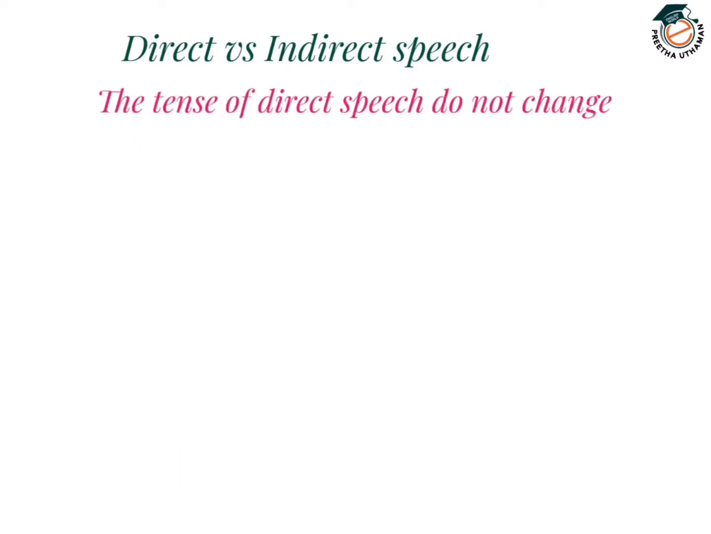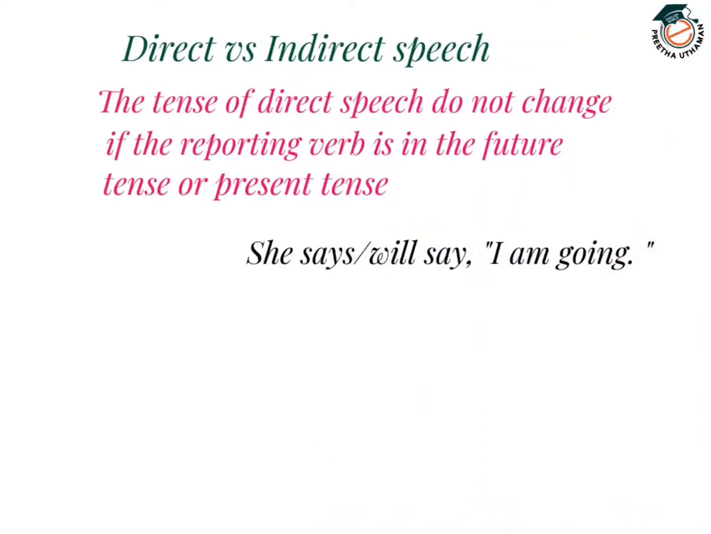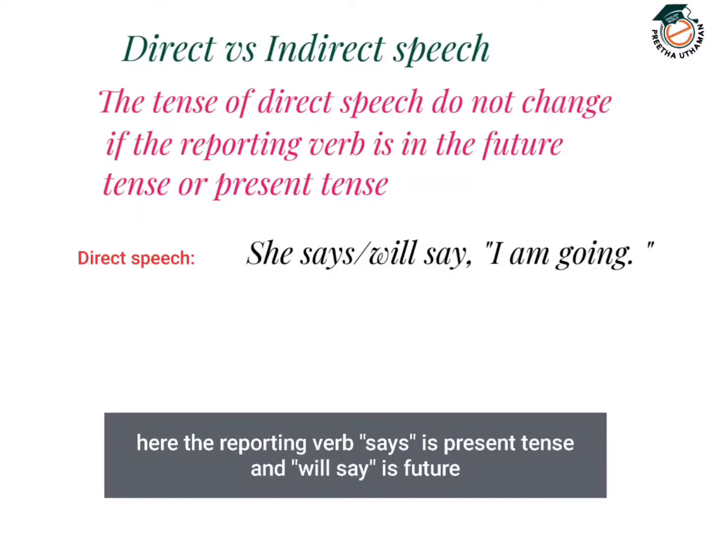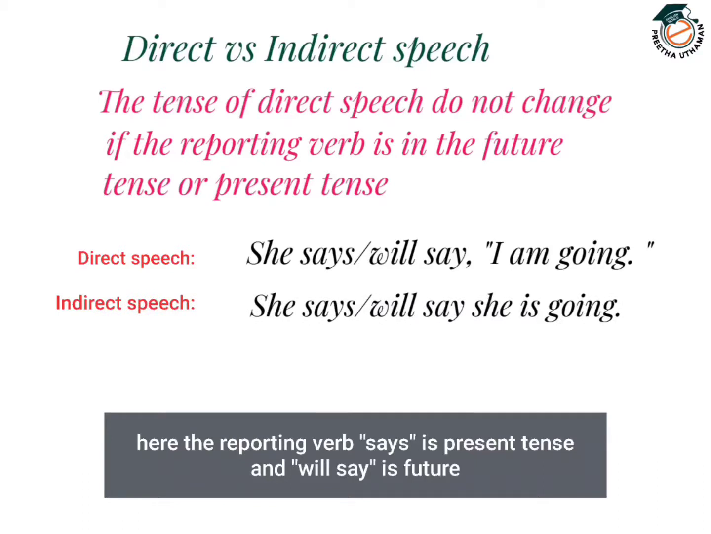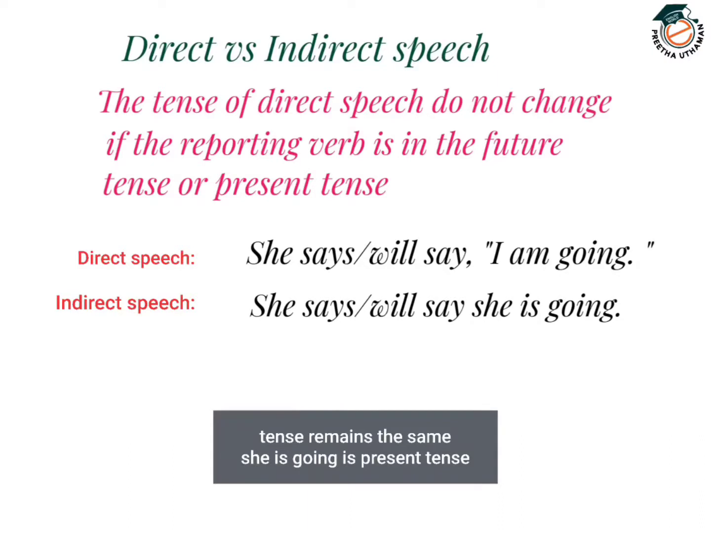The tense of direct speech does not change if the reporting verb is in the future tense or present tense. As an example, she says or will say, "I am going." Here, the reporting verb says is present tense and will say is future. The answer is, she says or will say she is going. Tense remains the same. She is going is present tense. The pronoun I has changed to she.